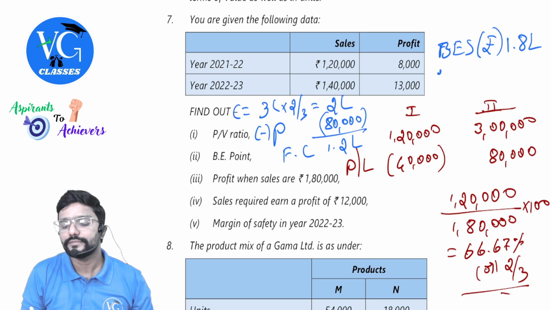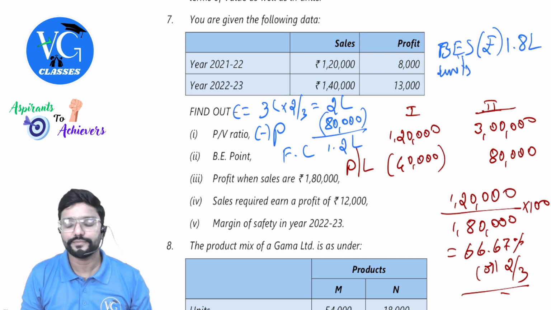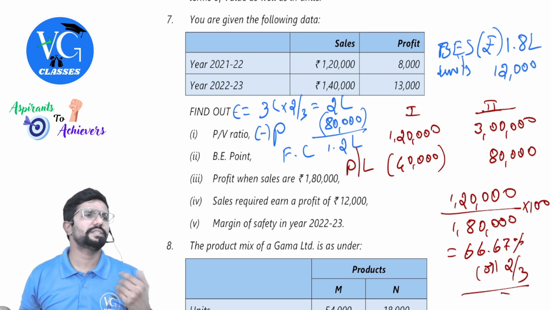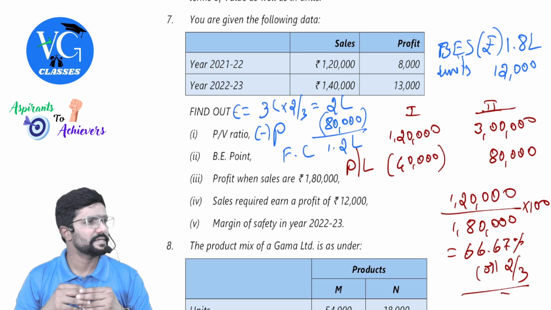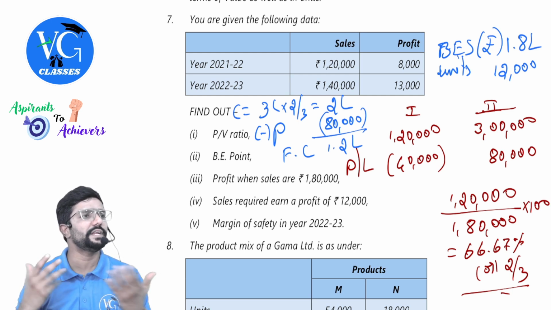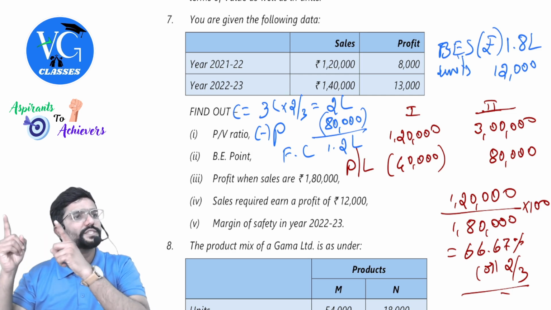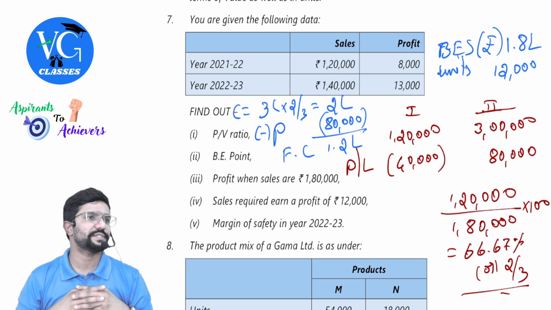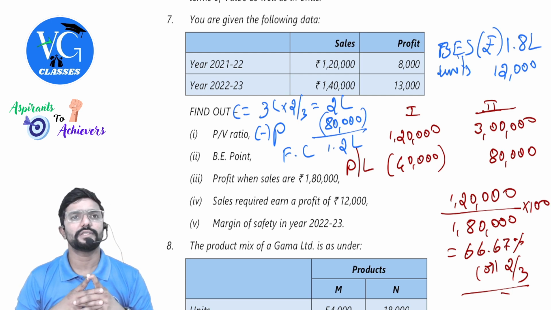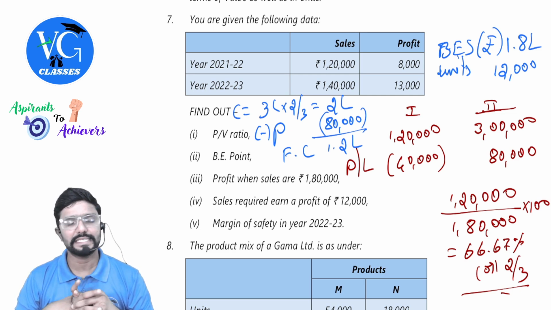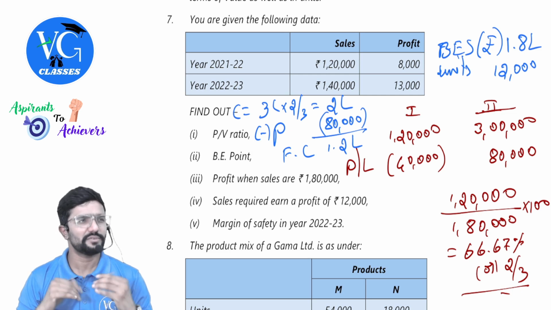In units, divided by 15, 12,000. Or else you can also divide it by contribution per unit. How do you get contribution per unit? 15 into 2 by 3, 5 rupees. So break-even sales is fixed cost divided by 5 rupees. Clear? The same thing you will get, 20,000. Hope you understood. Same question I had discussed in the class, guys. Because this is a tricky question, I just wanted to discuss it again.